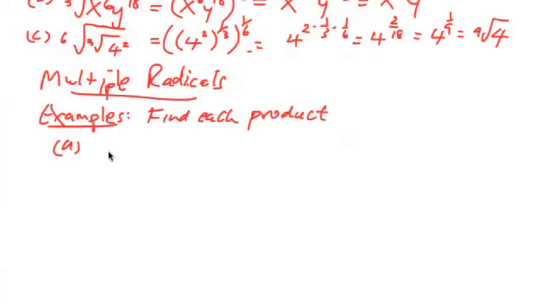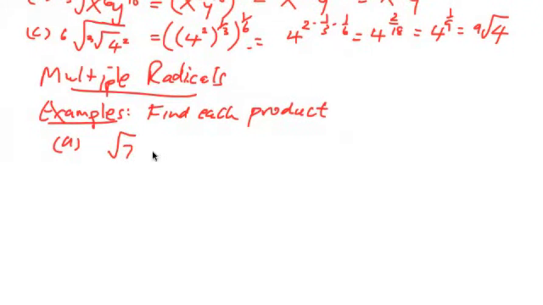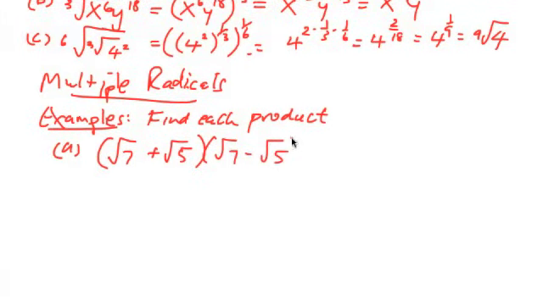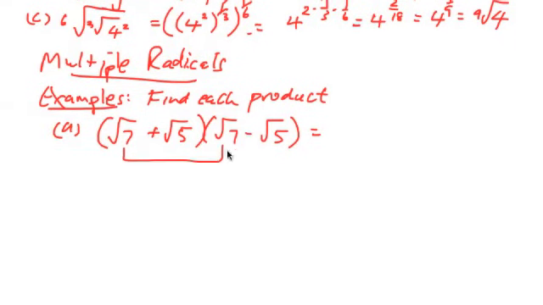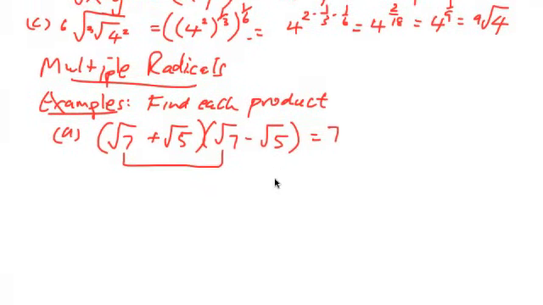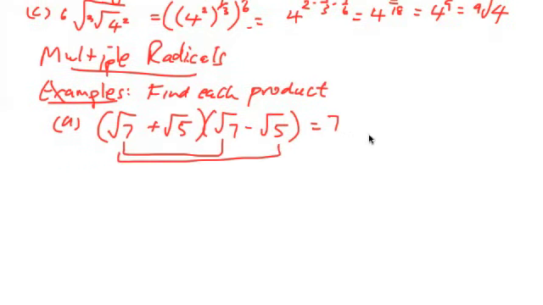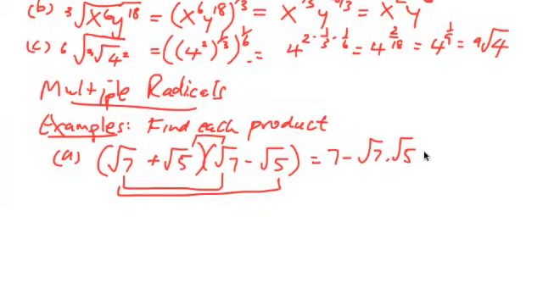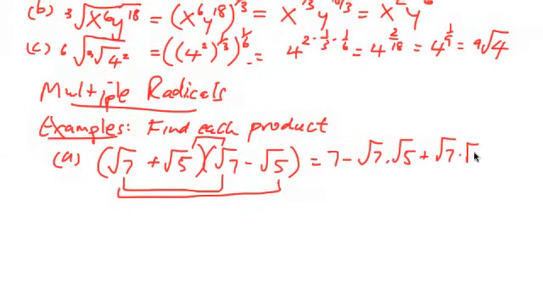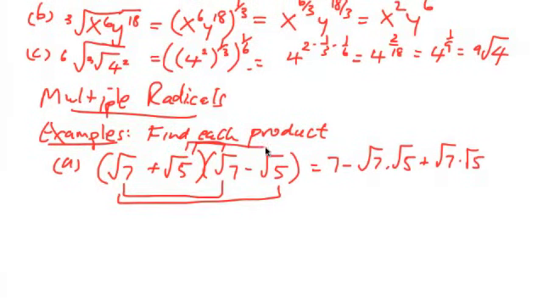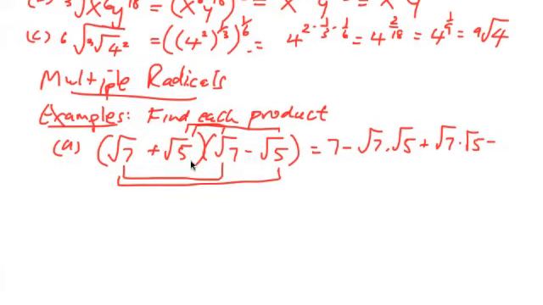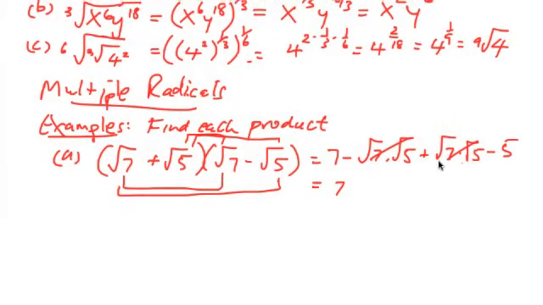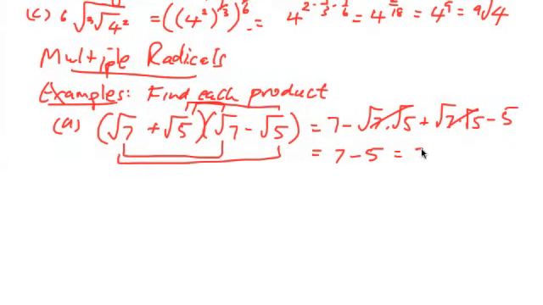Right, part A. Let's suppose I have the square root of 7 plus the square root of 5 by the square root of 7 minus the square root of 5. Using FOIL, we'd have the square root of 7 by the square root of 7, which is 7. Then we do the outer ones, which will be minus the square root of 7 by the square root of 5. Inner ones would be plus the square root of 7 by the square root of 5. And then the last ones would be negative square root of 5 by square root of 5, which is 5. So I end up with 7. These cancel. Alright, minus 5, which is 2.